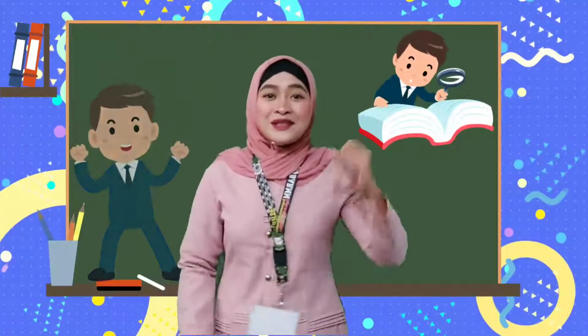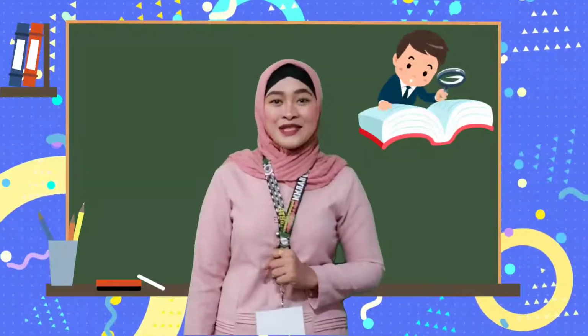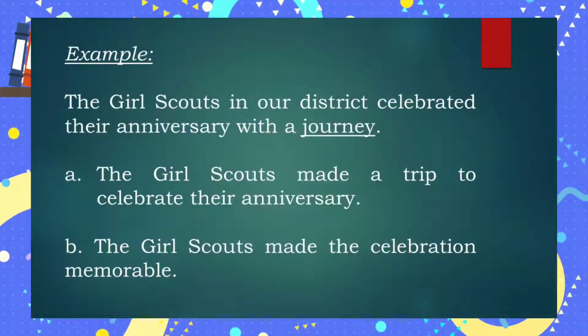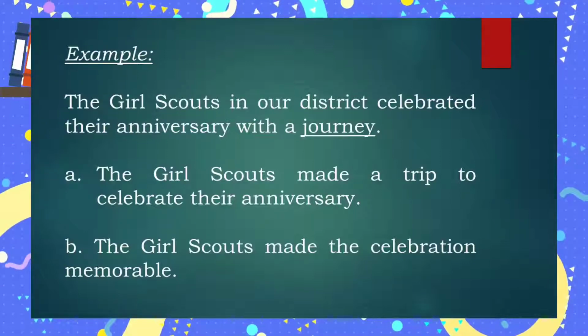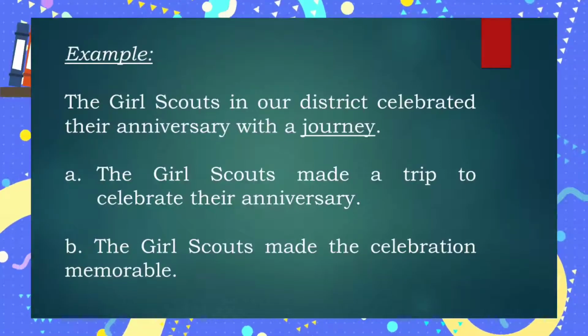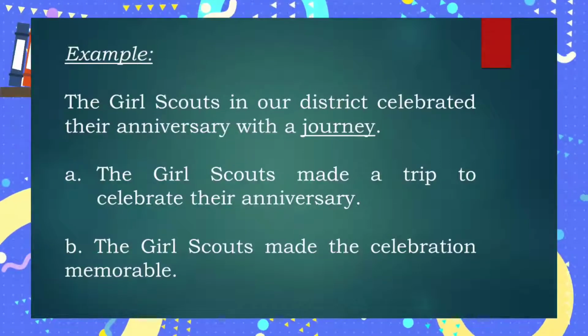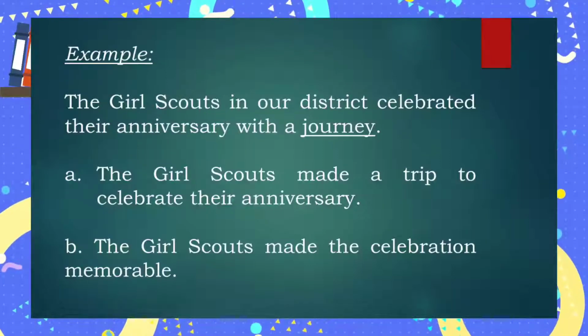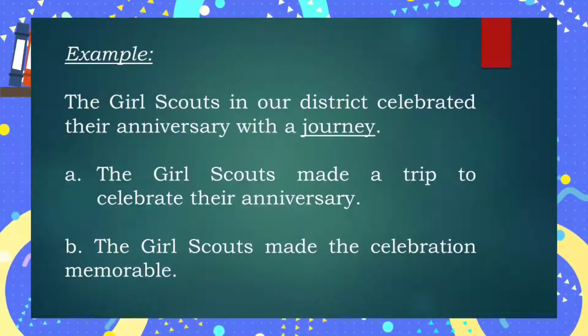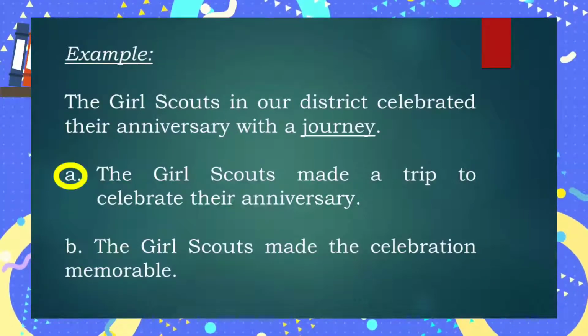This time, let us dig in further and find the meaning of the underlined words in the following sentences. Choose and write the letter of your answer on your pad paper. Here is the example. The Girl Scouts in our district celebrated their anniversary with a journey. The underlined word journey means letter A, the Girl Scouts made a trip to celebrate their anniversary, or letter B, the Girl Scouts made the celebration memorable. In this example, the correct answer is letter A.